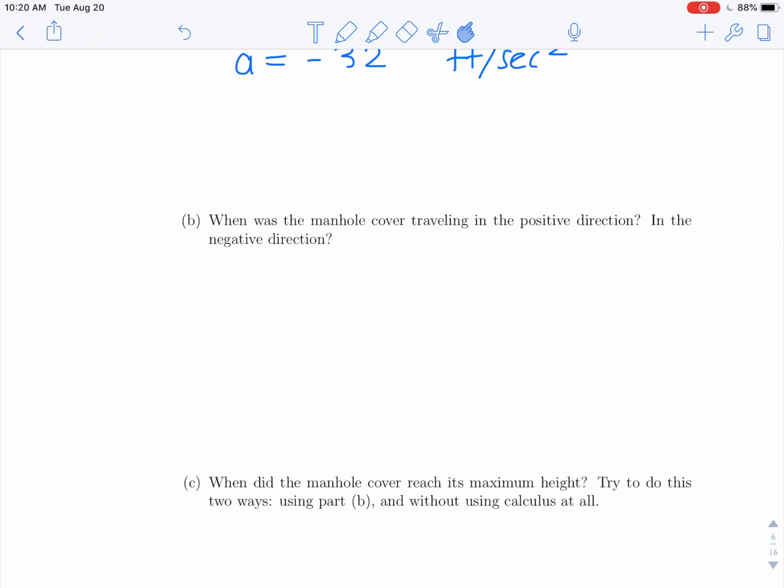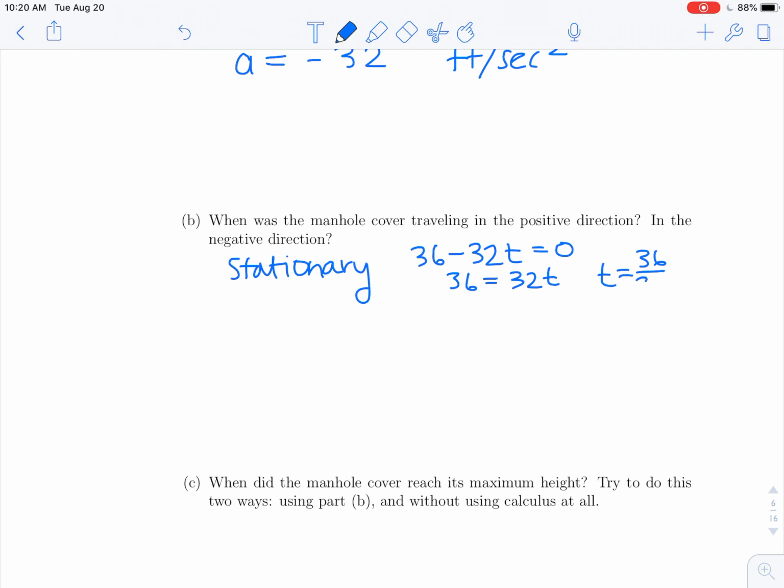Part B says, when was the manhole cover traveling in the positive direction and then the negative direction? So for this, we have to figure out when the manhole cover is stationary. So it's stationary when v is equal to 0. So 36 minus 32t equals 0. So 36 is equal to 32t. So t is equal to 36 over 32. Divide by 4, that's 9/8 of a second. So the manhole cover is stationary at time 9/8 of a second.